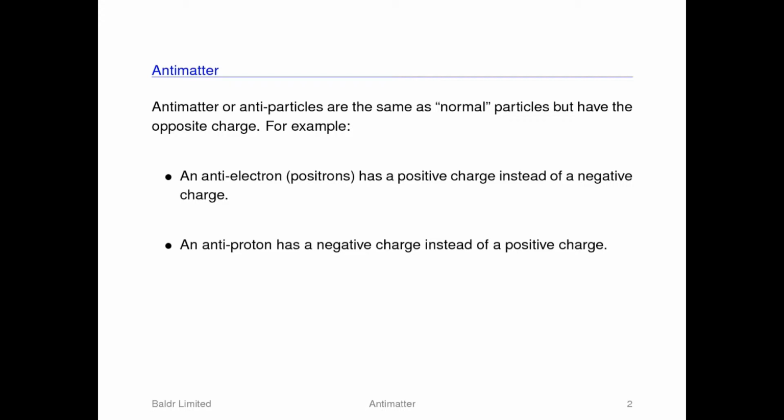Thus, anti-electrons, which are called positrons, have a positive charge instead of the normal negative charge of an electron. Additionally, antiprotons have a negative charge instead of the normal positive charge. Moreover, these antiparticles can be combined together to form antiatoms. For example, an antiproton with an antielectron in one of its rings would form antihydrogen, which would have all the same properties as normal hydrogen.